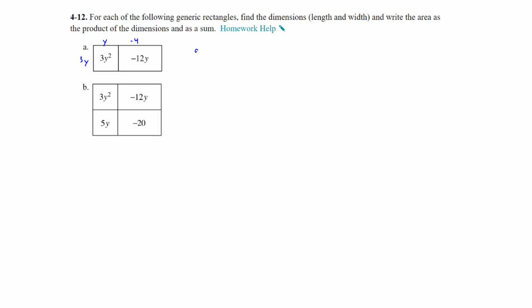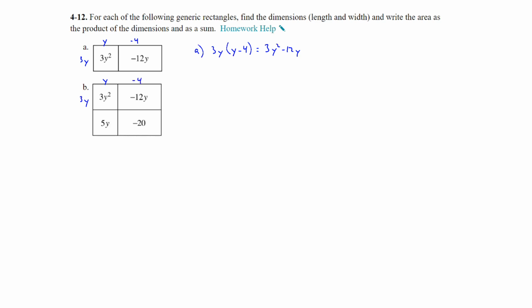So on part A, if you take the length or width 3y times y minus 4, then you'll get the sum of its parts, which is 3y squared minus 12y. For B, if you take a look, kind of the same thing. Actually, the top part is the same. So this would be 3y, and then that means that's y and -4, so that kind of helps out.